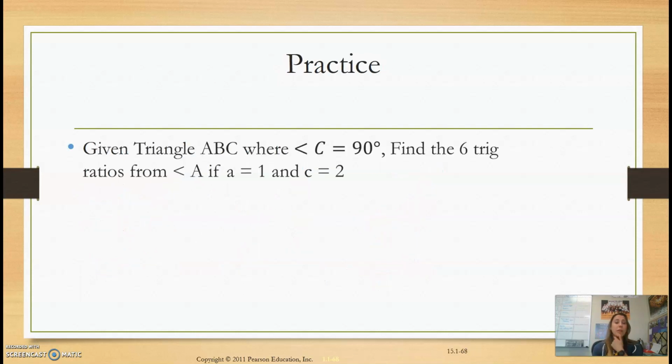So in your notes, I would like you to go ahead and try this one on your own. Go ahead and do this one, hit pause, and then we'll go over the answer.